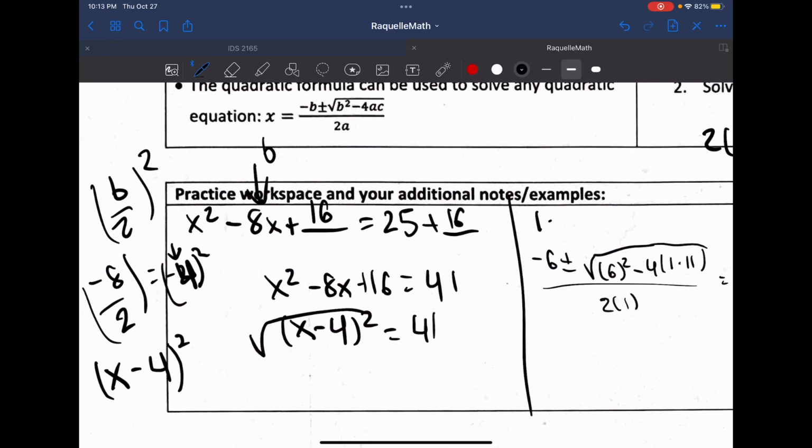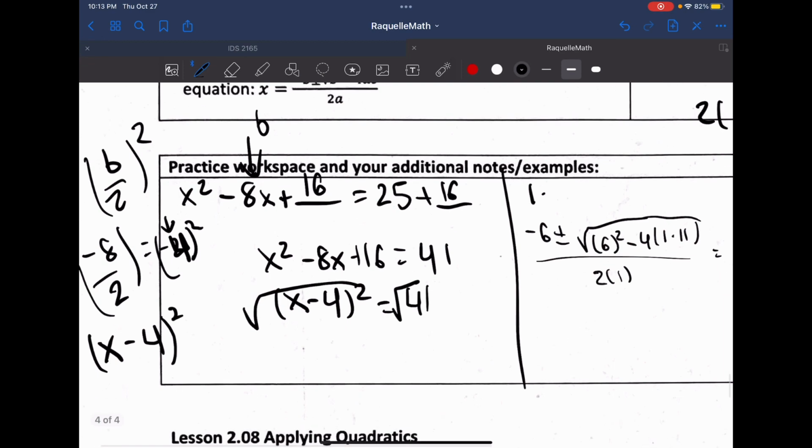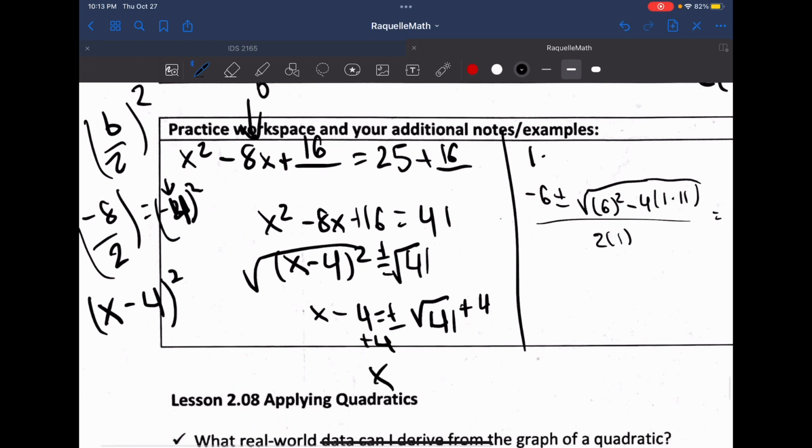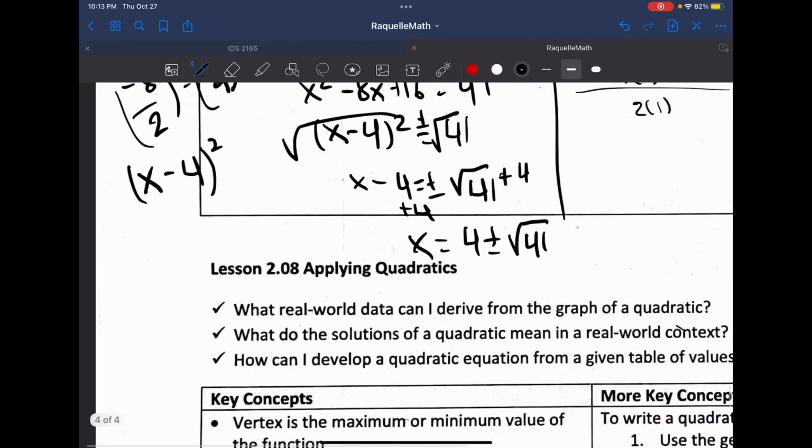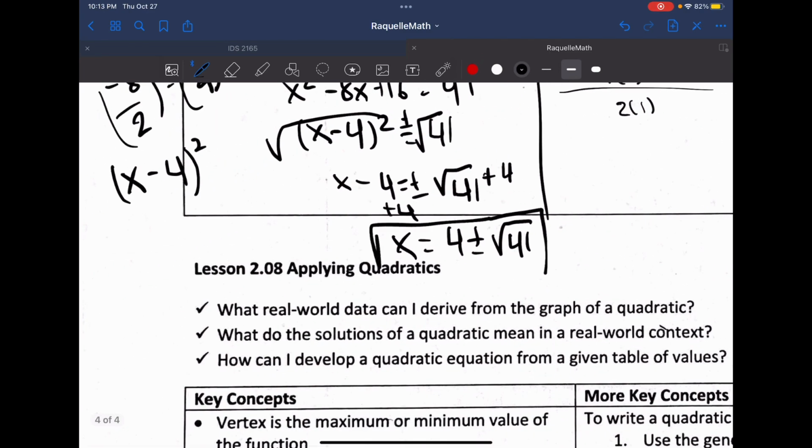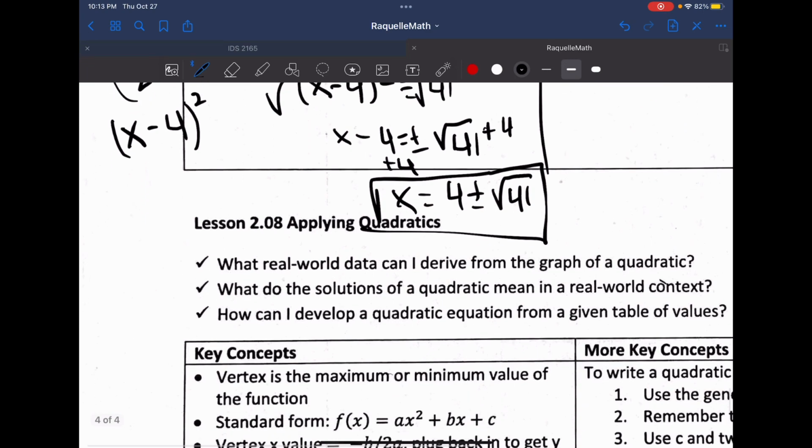So square root on each side, and we get x minus 4 equals plus or minus the square root of 41. And then we add 4 on each side. So x equals 4 plus or minus the square root of 41. And that is our final answer. You can convert it to decimal places, but typically they just want this since it's going to be an ugly number.